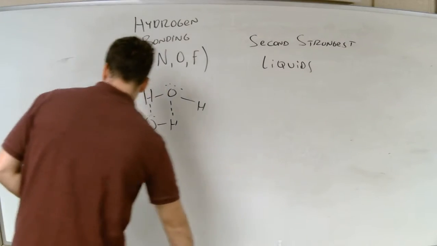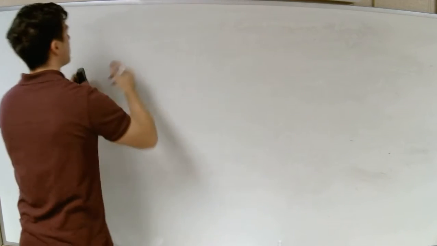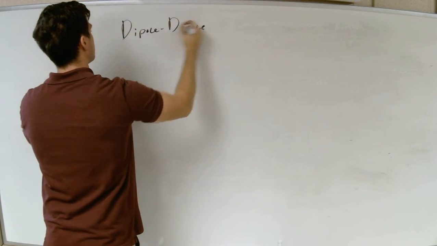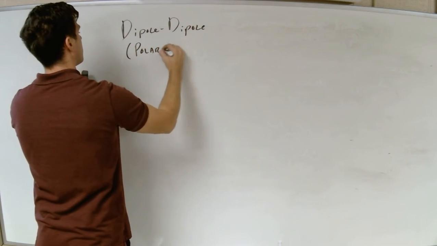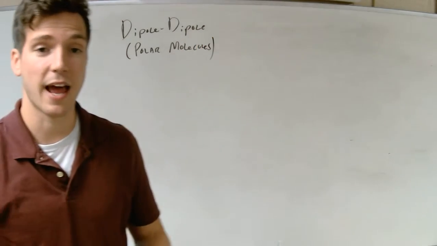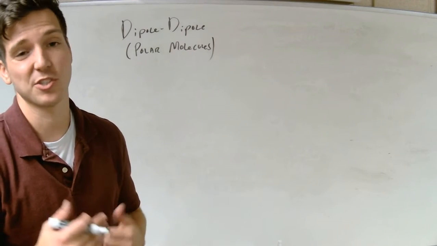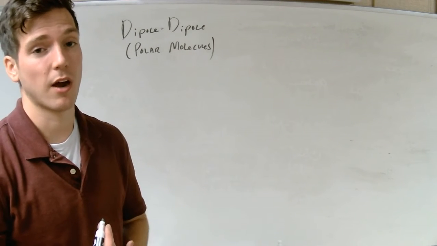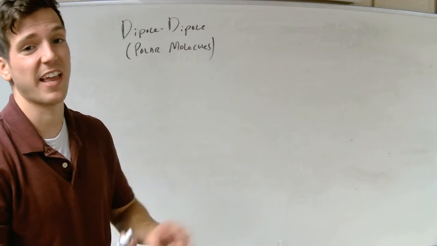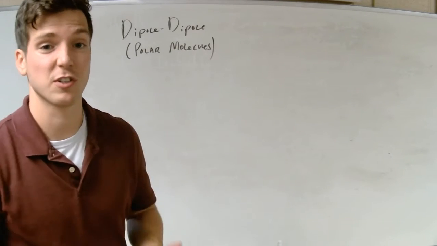Let's talk about our next one, which is dipole-dipole, which is just polar molecules. Okay? Now, ionic bonds and hydrogen bonds are polar, okay? But they're not just polar, okay? Ionic bonds are a bond between a metal and a non-metal. Hydrogen bonds is H bonded to N, O, or F. Yes, they're all polar, but these are molecules that are strictly just polar.